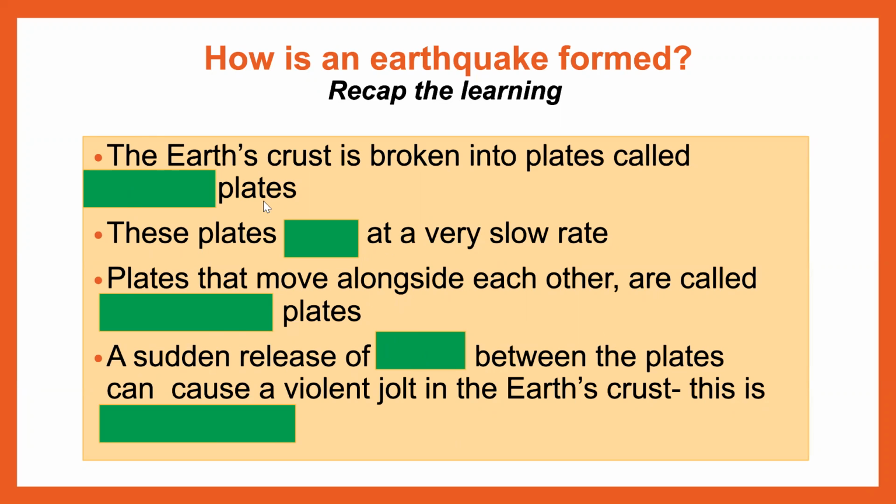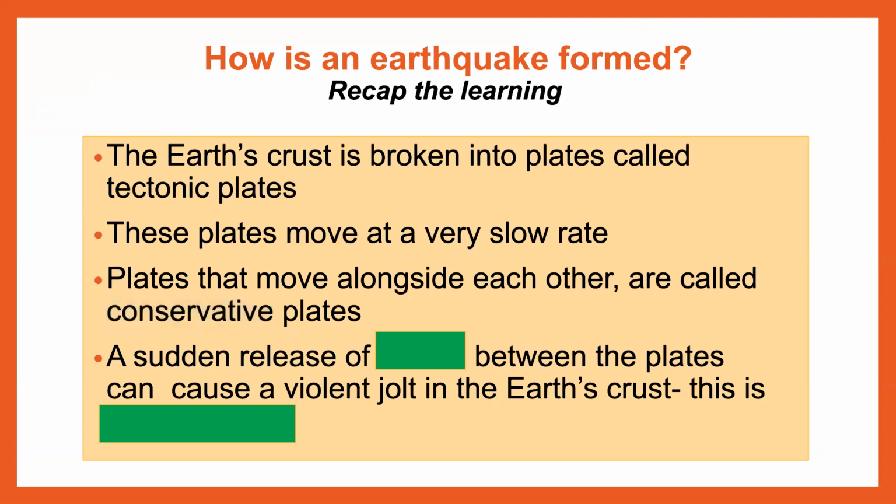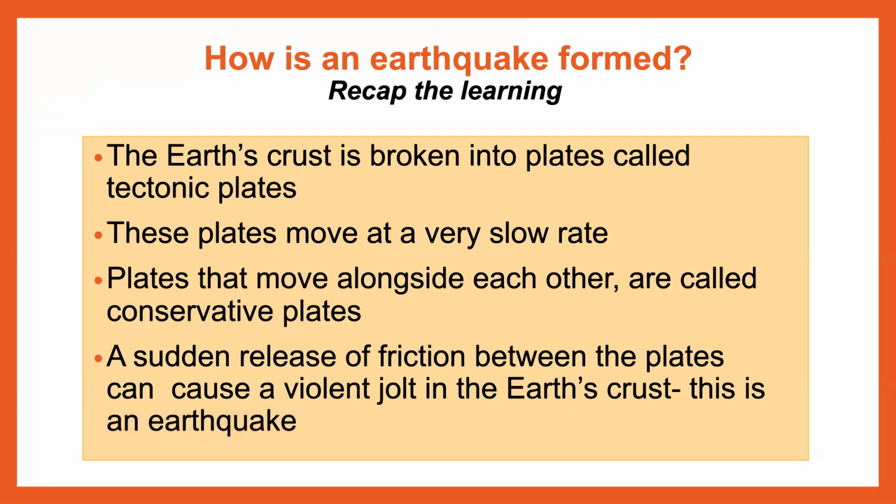Okay, getting the answers now. The Earth's crust is broken into plates called tectonic plates. These plates move at a very slow rate. Plates that move alongside each other are called conservative plates. A sudden release of friction between the plates can cause a violent jolt in the Earth's crust. This is called an earthquake. So this is an earthquake. Well done if you managed to get those right. You remember when we had a look at earthquakes before. Well done.